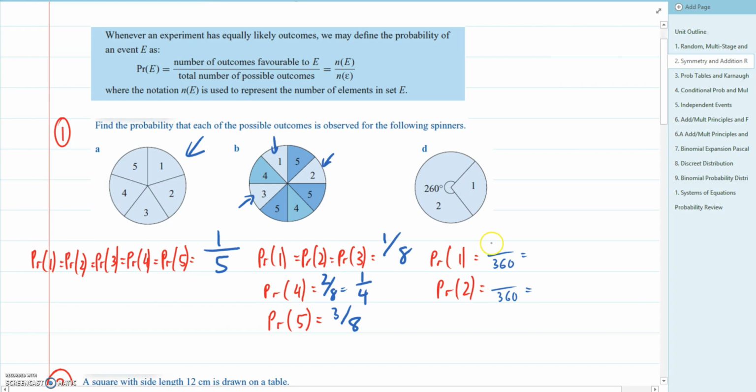So rolling a 1 here is going to be 100 degrees worth of our full circle, and rolling a 2 is 260. So what's that get us to? 10, 36. So 5 in 18 and 13 in 18. Again, adding to 1, it's a good sign.